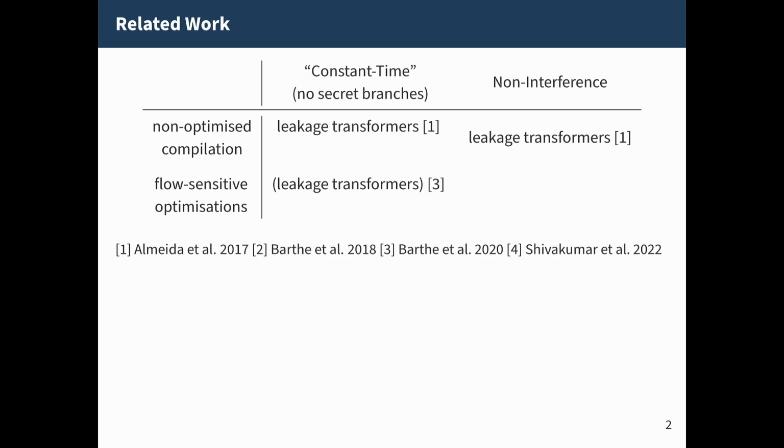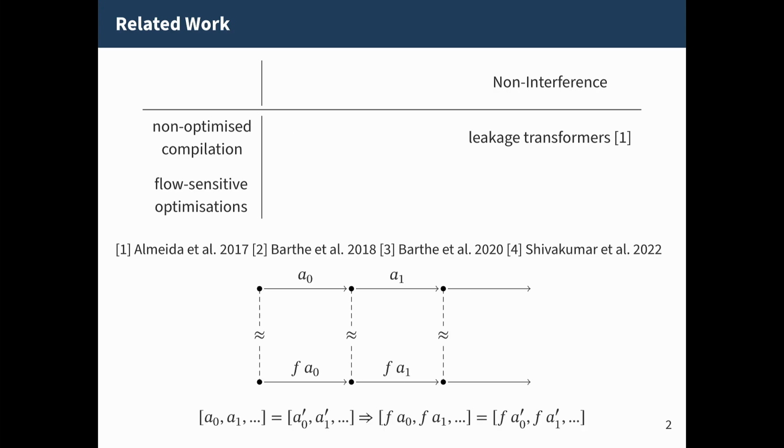Unfortunately, it doesn't work for some optimizations like dead code elimination, as we will see later on. There we don't really have this function, because at some points a source leakage will be eliminated, but in other positions it might not be eliminated, so this function f doesn't really exist.